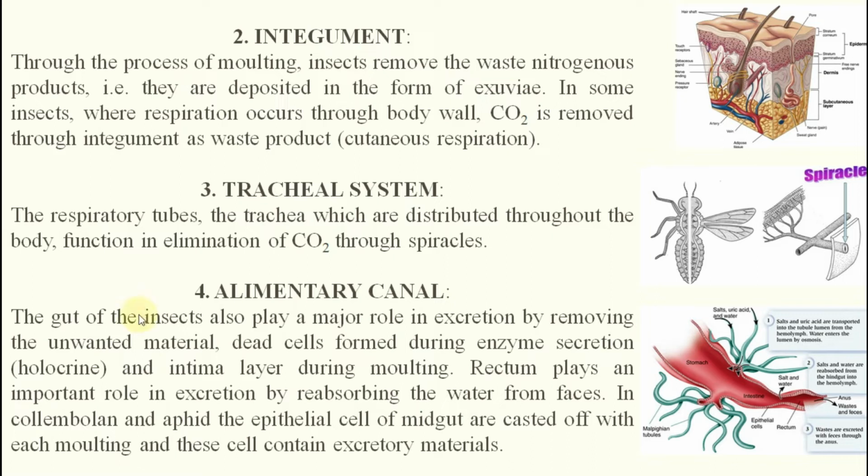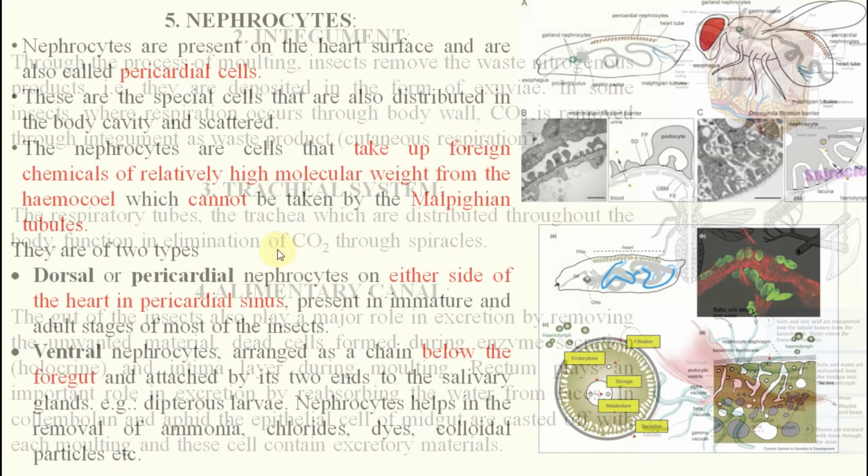Yes, that is right. Yes or no? In the alimentary canal, what is happening? After digestion, waste product is going to the intestine, ileum, colon, rectum. From there it is excreted out. Yes or no? Very good. That is the alimentary canal, an excretory organ.